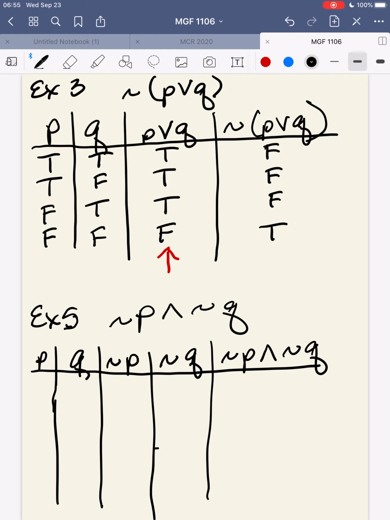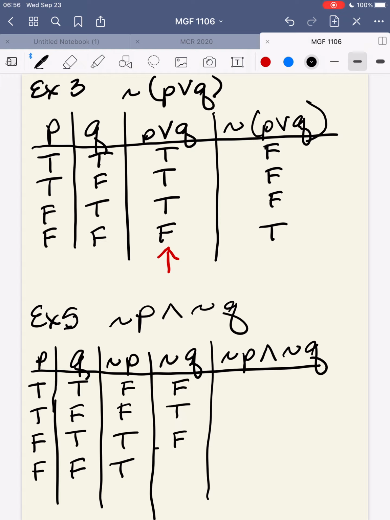Right. Here in exercise 5, we have not P and not Q. Usually I like to go ahead and organize my P and the Q next to each other, then my not P and not Q, and then do the conjunction with this. All right. So P, true, true, false, false. Q, true, false, true, false. Not P, false, false, true, true. And not Q is false, true, false, true.